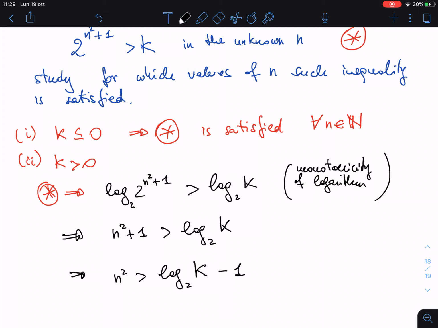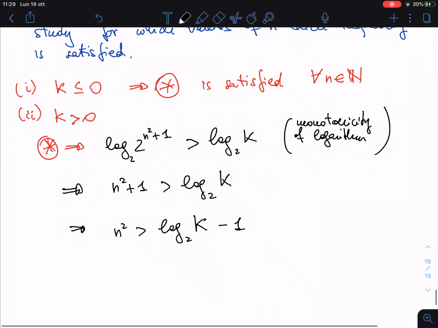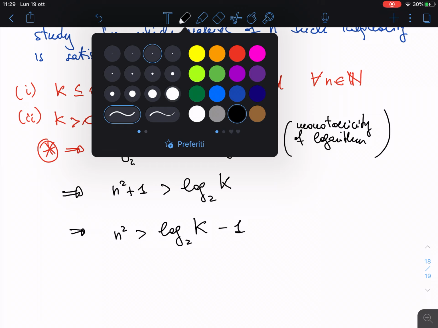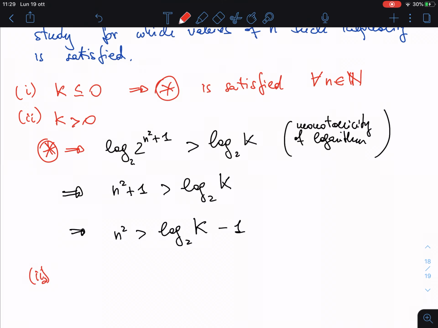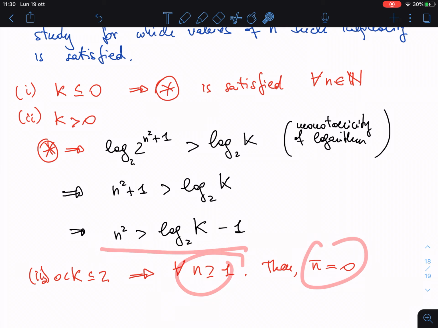And here again you can distinguish two cases. The case 2a is the case in which this quantity is negative, which means that k is less or equal to 2, always larger than 0. We have that n squared is always strictly larger than this quantity here. So for every n larger or equal than 1, then n bar is equal to 0, because when n is larger than n bar, the inequality is satisfied.